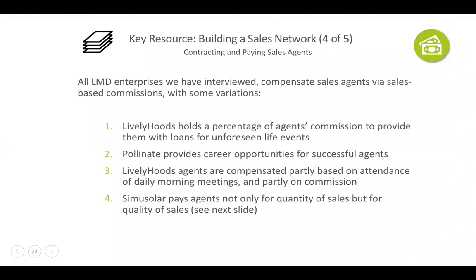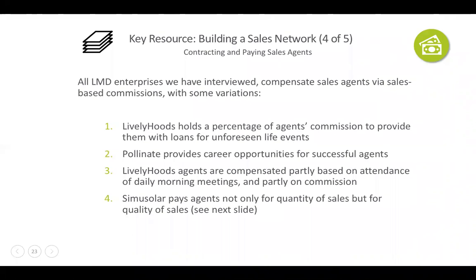The next topic in building your sales network is contracting and paying sales agents. LMD Enterprises compensate sales agents via sales-based commissions with some variations. We've put some examples here from originators. I will read two of them.